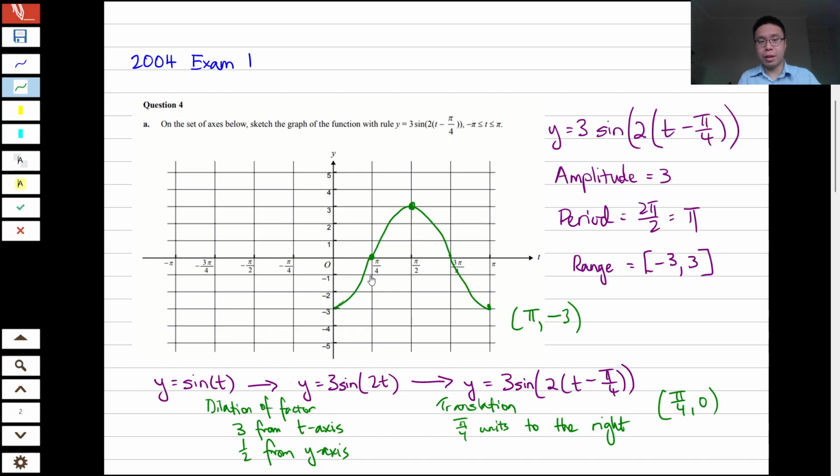So you should see immediately from this that from 0 to pi, I have one complete cycle of the graph. It repeats. So all I need to do is draw the same thing on the left. Get your curvature right. This is quite difficult to do on a tablet, so I'll do my best. Okay, and it's good form to label your endpoints and your intercepts. So 0, -3 and -pi, -3.